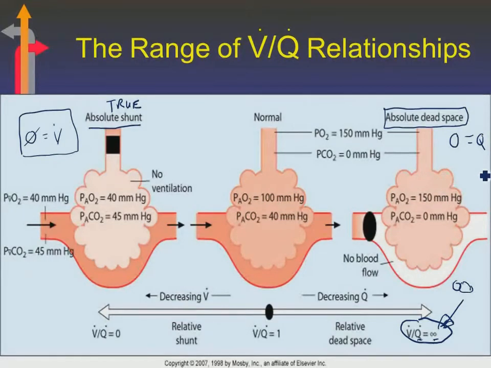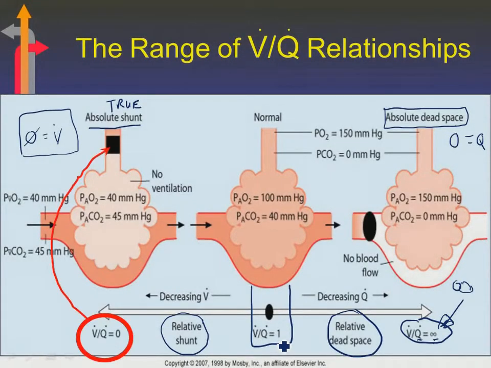So between those two conditions where you have a 0 and an infinity, there's a whole wide range of ventilation perfusion relationships that can exist, with the ideal being a 1-to-1 ratio. Unfortunately, that doesn't happen. There's always some amount of relative shunt and some amount of relative dead space that contributes to driving that perfect relationship of 1-to-1 down to something less than that. We good so far?